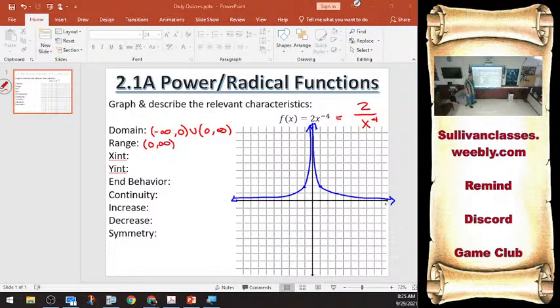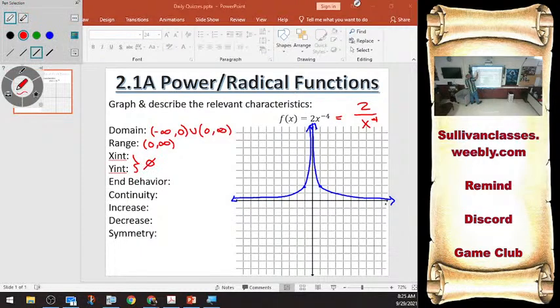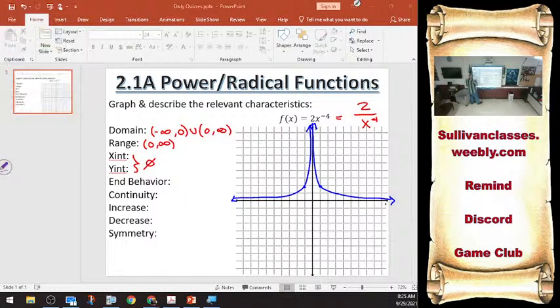X and Y intercepts. If 0 is excluded from both domain and range, that means no intercepts. End behavior. I'm going to write the limit of my function as x approaches. You can write them separately, or because they go to the same place, plus or minus infinity, is 0.